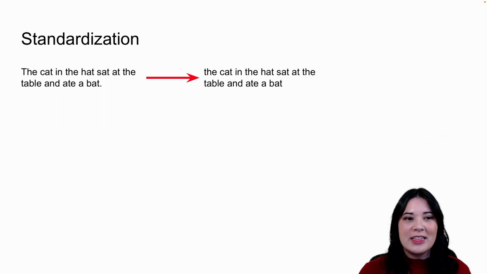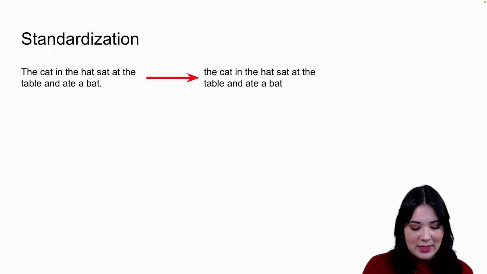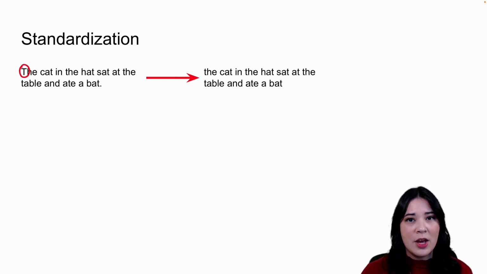For instance, in this sentence, the word the appears multiple times, but the first time we see it in the original sentence, it's actually with a capital T, and we might want to standardize it to communicate to the computer that these are the same word, despite the fact that in the original sentence, technically there's a capital letter.